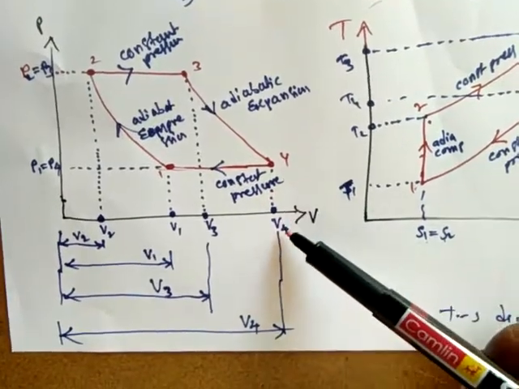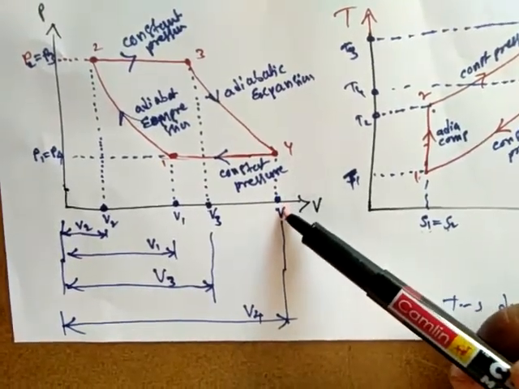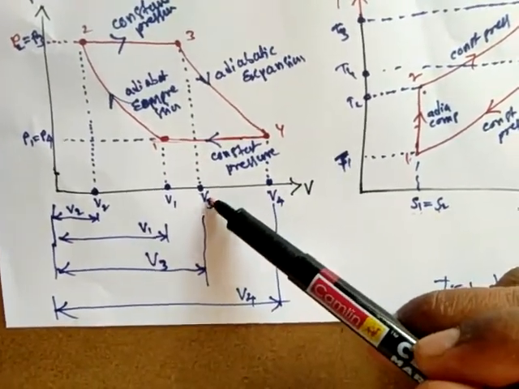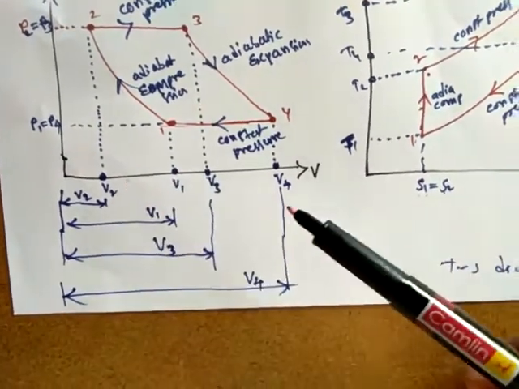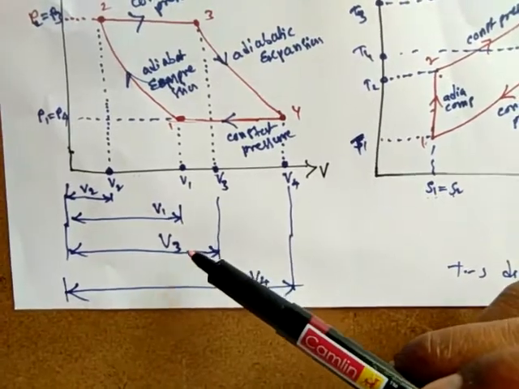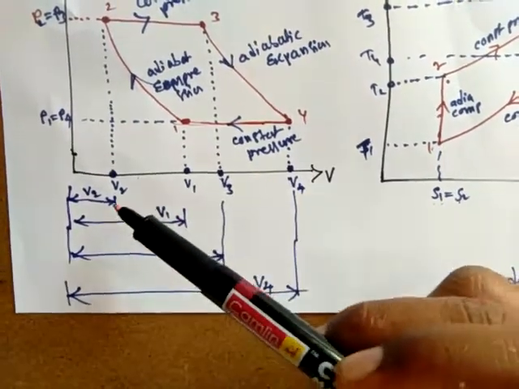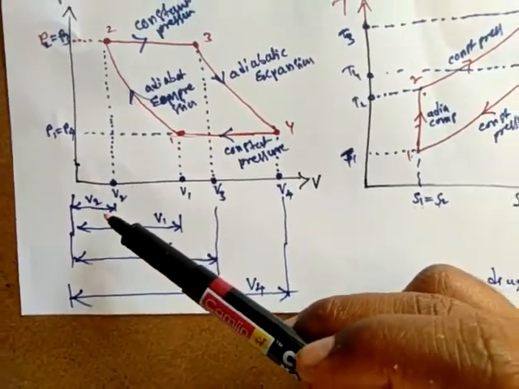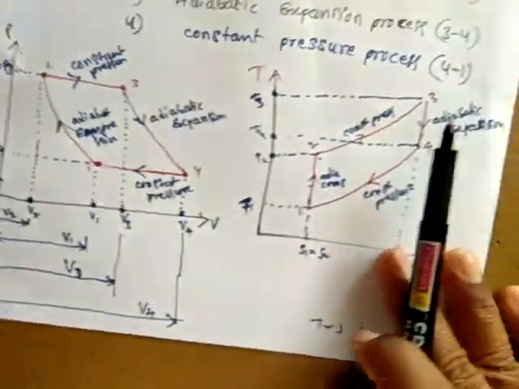From point 4, draw the imaginary line. This is volume V4, this is our volume V3, V1 and V2. If you observe all these volumes, V4 is higher than V3, V3 is higher than V1, V1 is higher than V2. So this is our PV diagram.